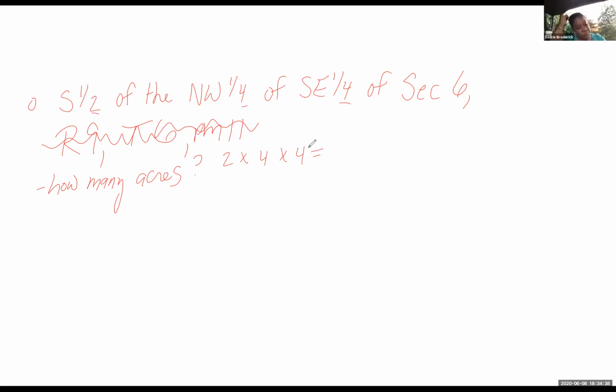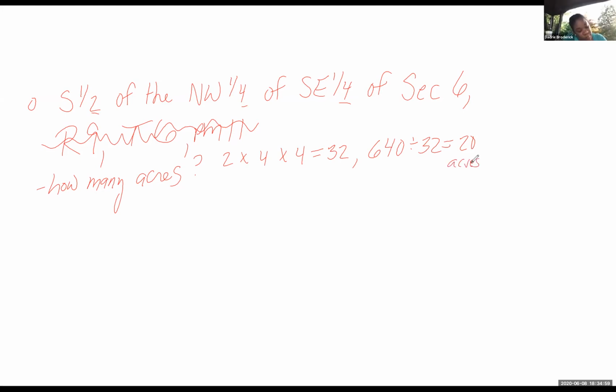Yeah. And then the second step is you're going to do 640 divided by what? 32 equals what? 20. So you see that it's saying that there's 20 acres.